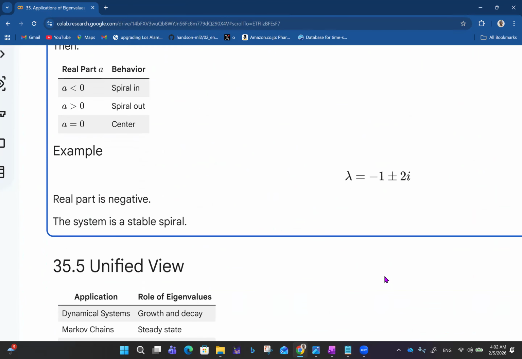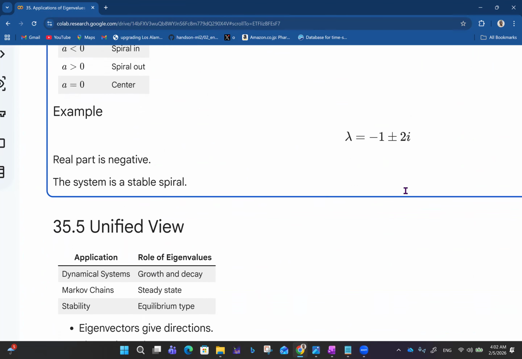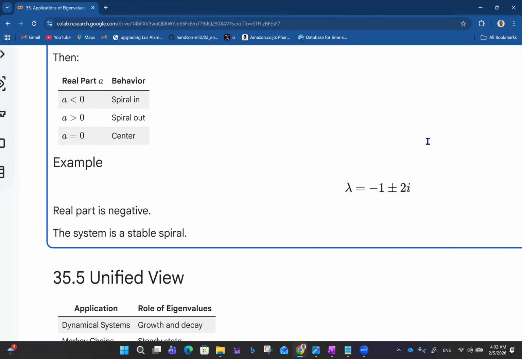So this system is a stable, or this is a stable spiral because of this minus one here. Okay. And it's a spiral because it's complex. It has complex eigenvalues.